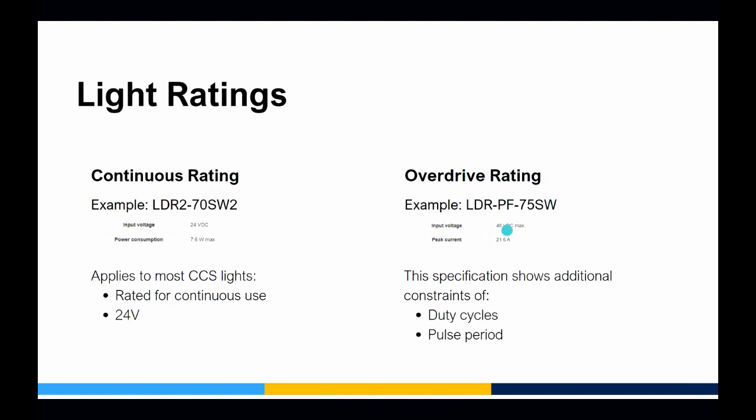The PF series, the Power Flash series, gives you the rating as an overdrive light rating since it's an overdrive light. So it gives 48 volts and then the peak current in amps. You can get this same overdrive rating for our standard lights. You have to reach out to us and we will provide that for each specific light. And then what you'll get is the peak current that you can apply to the light and the duty cycle you must respect while you do it, pulse period, etc.